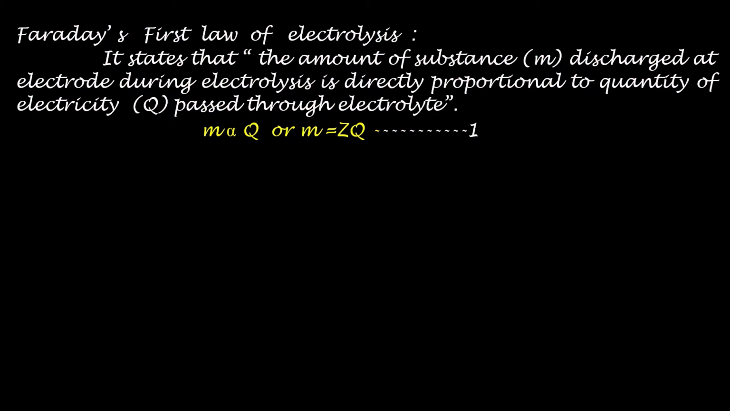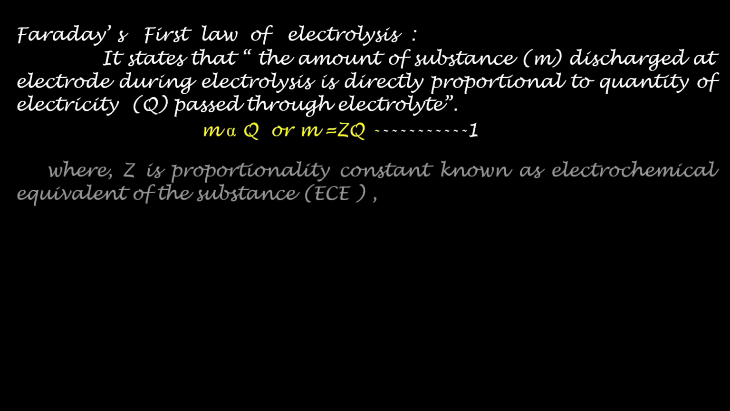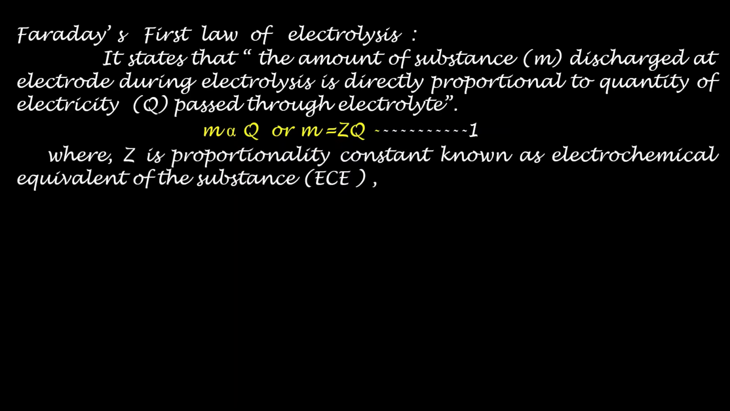Now here the direct proportionality is converted into an equation. For converting that into an equation, we have to multiply with a constant. So here Z is the proportionality constant. M will become equal to Z into Q. So the relation is converted into an equation by multiplying with the proportionality constant Z. Z is known as the electrochemical equivalent of the substance. In short, it is abbreviated as ECE. ECE stands for electrochemical equivalent of the substance.